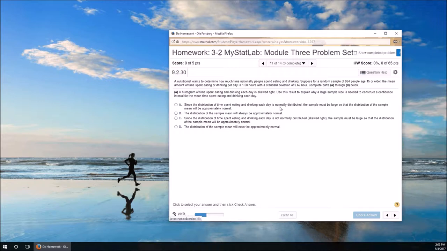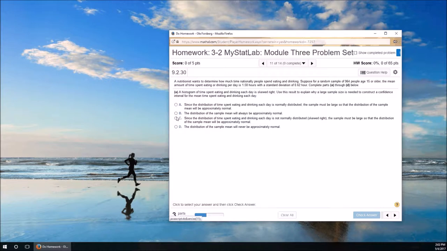The distribution of the sample mean will always be approximately normal. That is not true. The distribution of the sample mean will be approximately normal if the sample size is large enough and if the variance of the data is finite. So B is not true. Let's skip to D because we know C is going to be the right answer. The distribution of the sample mean will never be approximately normal. That's false. The distribution of the sample mean will be approximately normal as long as the sample size is large enough. So let's look at C. I'll just go ahead and click C because we know that's right.